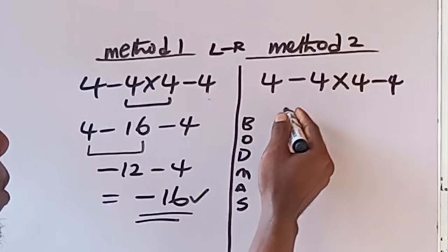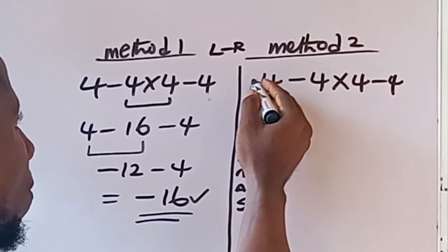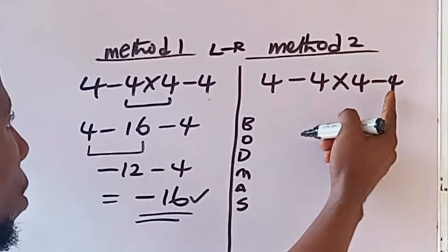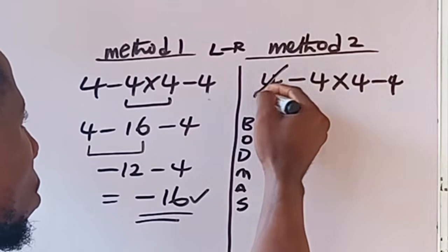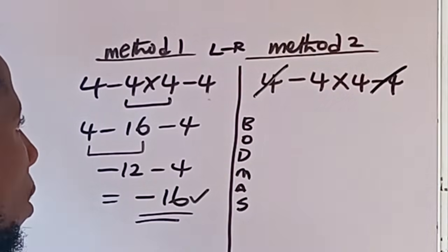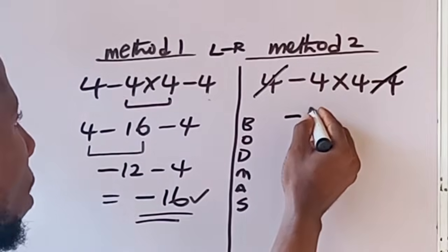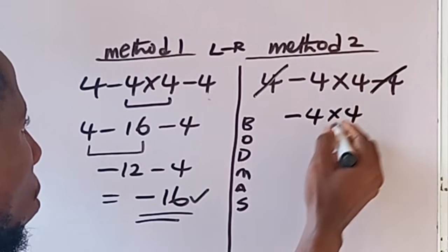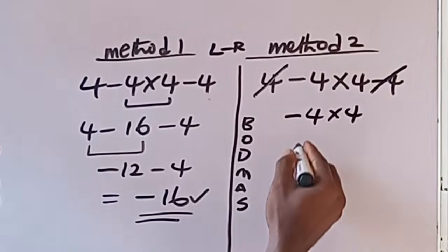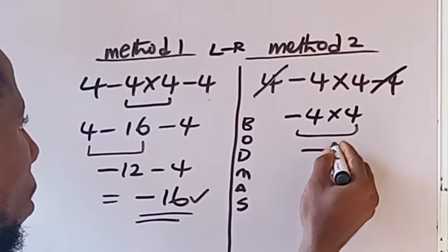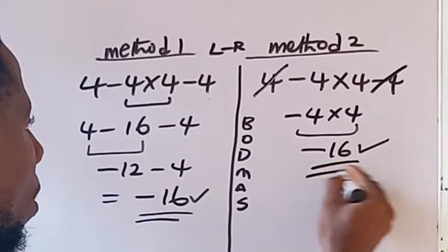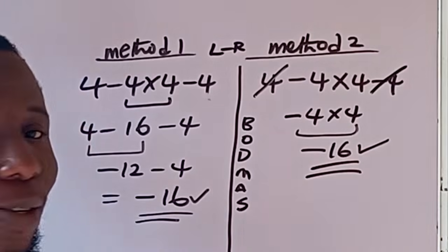All you need to do is, first of all, there's plus 4 here. This is positive 4. This is negative 4. So this one will cancel out this. Alright? So we are left with minus 4 times 4. Minus 4 times 4 is going to give us what? Minus 16.